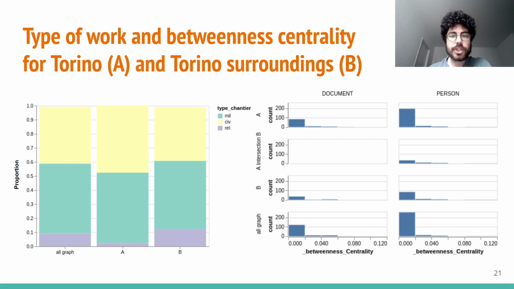At the right is shown the betweenness centrality, a measure of interest for a collaborator. The histogram shows that the intersection of the queries A and B, that corresponds to people working on constructions both in Torino and in Torino's surroundings, have a higher betweenness centrality overall. This demonstrates that this corresponds to a specific population of individuals that collaborate in the two locations and act as bridges in the network.